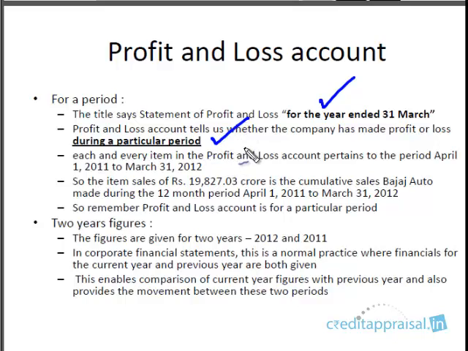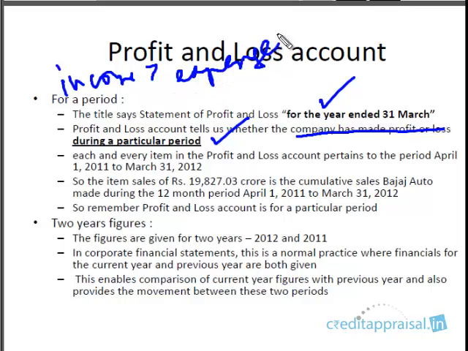So what P&L account in summary tells us is whether the company has made a profit or a loss for a particular period. It tells us what is the income and what are the various expenses, and put together whether the income is greater than all the expenses, in which case we'll be having a profit. The other scenario where the income is less than expenses will be having a loss. So P&L account tells us whether the company has made a profit. So this is what we have discussed.